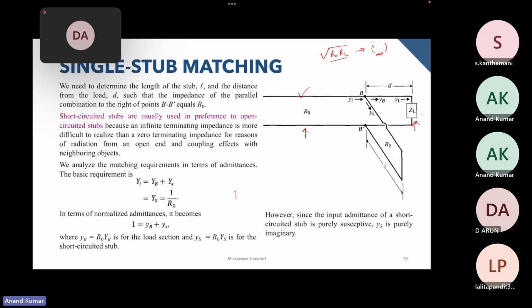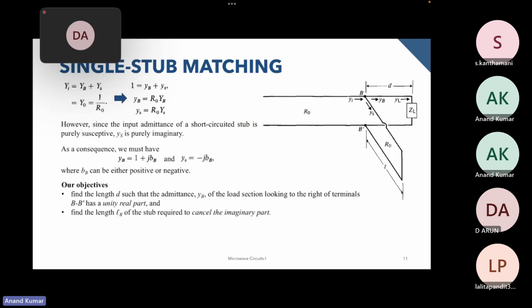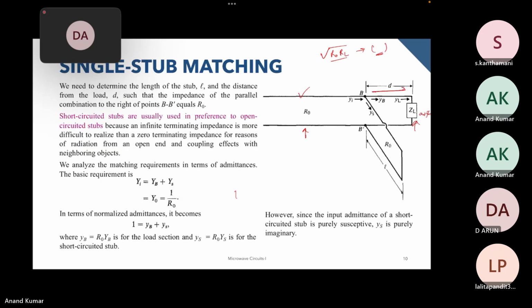This particular ZL can be of the form A plus JB, and what we are trying to do is that we have some distance from the load impedance, and after that distance we add this stub over here.